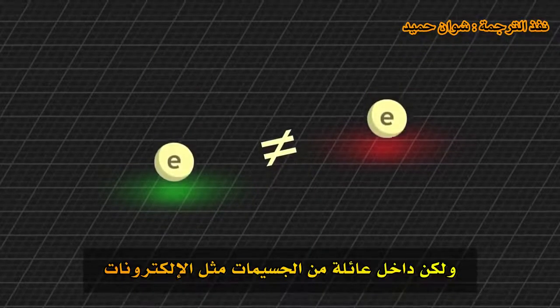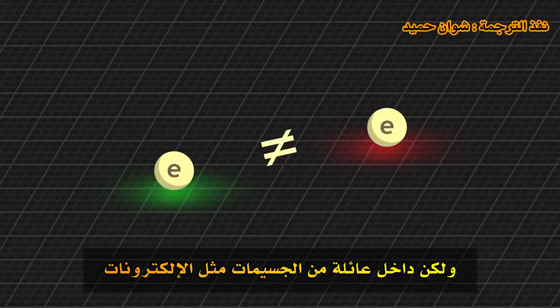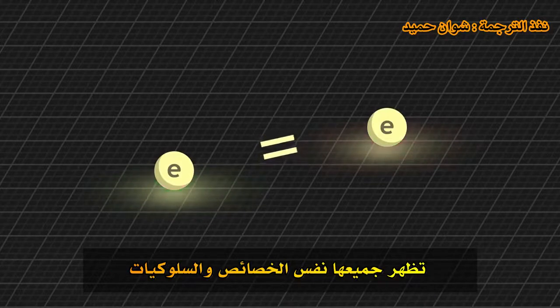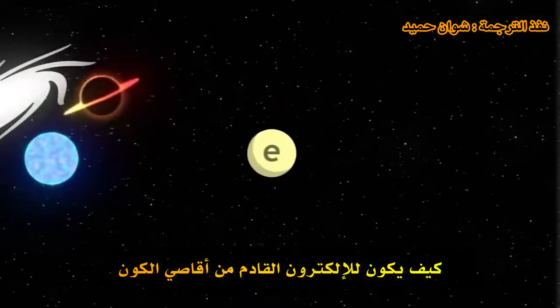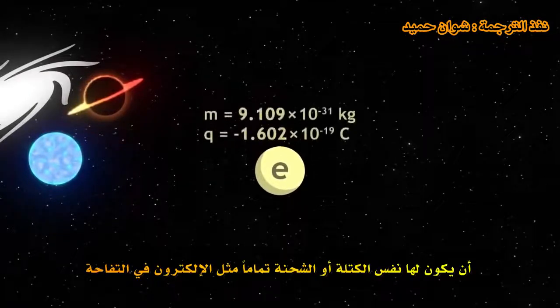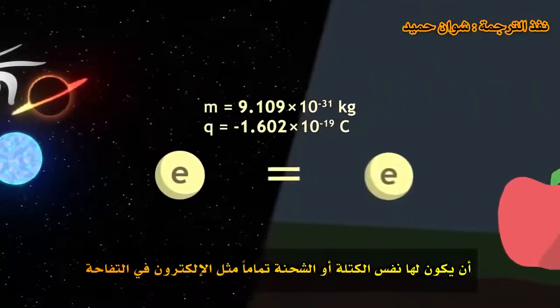Secondly, quantum mechanics treats each particle independently. However, within a family of particles, such as electrons, all exhibit the same properties and behaviours. How is it that an electron coming from the far reaches of the cosmos has exactly the same mass or charge as an electron in an apple?